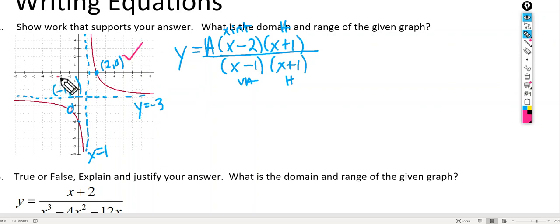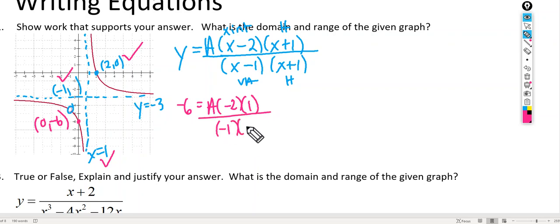Now I've already used this one, and this one. So you're going to have to pick something else. I'm going to go with 0, -6. Okay, I'm going to plug it in. Yeah, that makes sense. Okay, so my a value is -3. Look at that. It would be balanced, quadratic on the top, quadratic on the bottom. So that works, and that works.